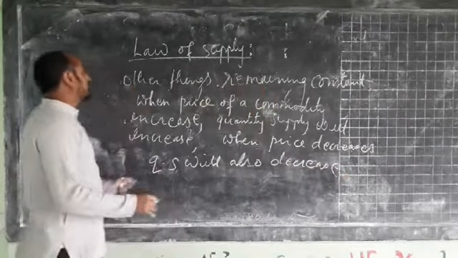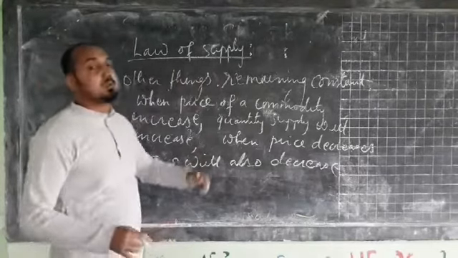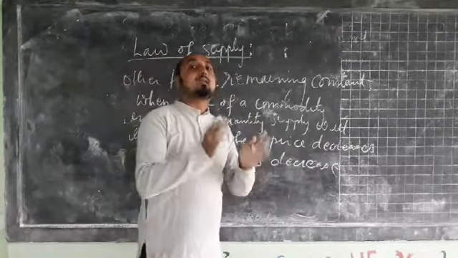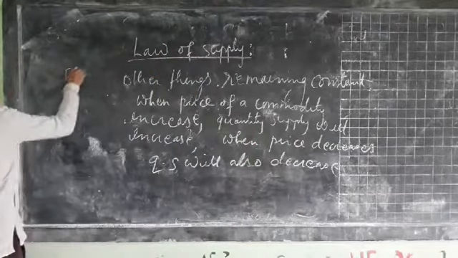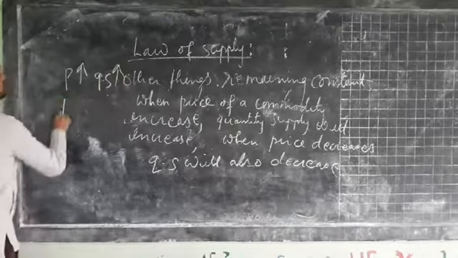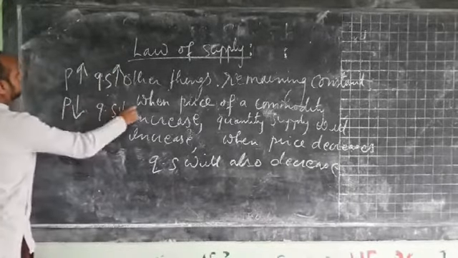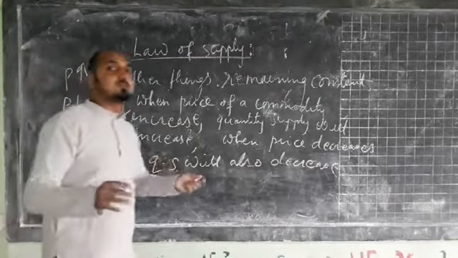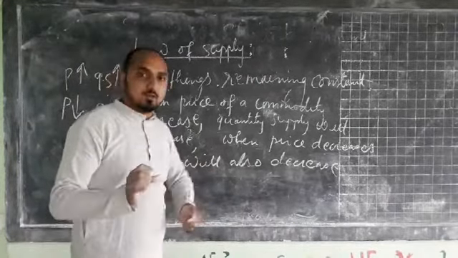So what we can notice from this law of supply is that it shows the direct relationship between the price and the quantity supply. When price of commodity increases, quantity supply will also increase. When price of commodity decreases, quantity supply will also decrease. So there is a positive relationship or direct relationship between the price and the quantity supply of it.